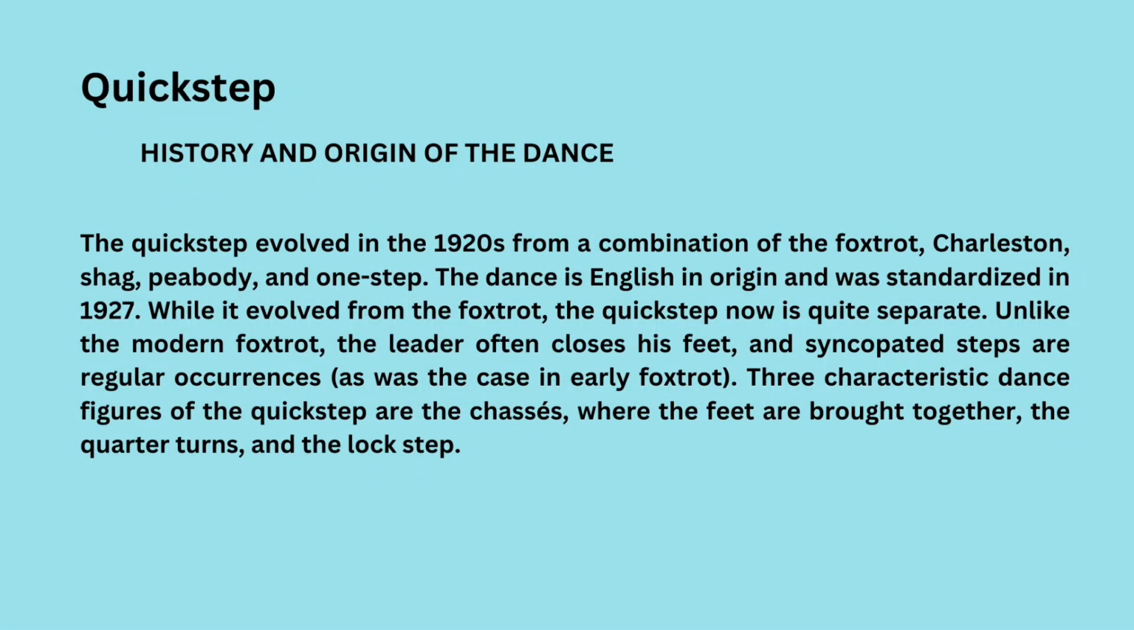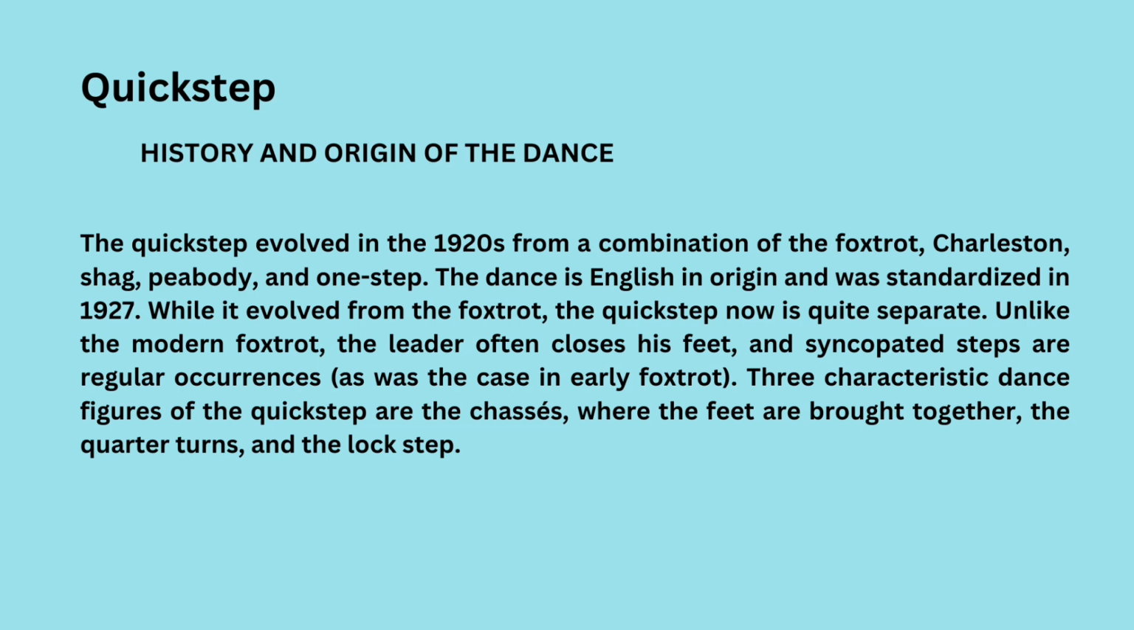Quickstep history and origin. The quickstep evolved in the 1920s from a combination of the foxtrot, Charleston, Shag, Peabody, and one-step. The dance is English in origin and was standardized in 1927. While it evolved from the foxtrot, the quickstep now is quite separate from the modern foxtrot.